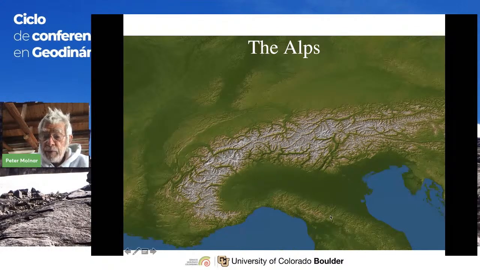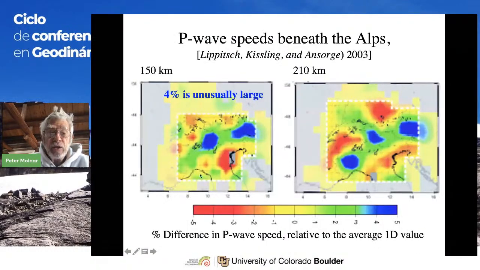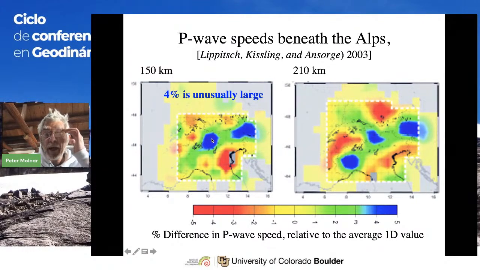This is the Italian peninsula. Venice would be over here, and this is the Rhone River. And if one looks at the mantle, now at 150 kilometers or 210 kilometers, the blue is showing high P-wave speeds. So P-wave speeds 4 to 5% higher than normal. And this is a large amount. Tomography often deals only with 2% or so.